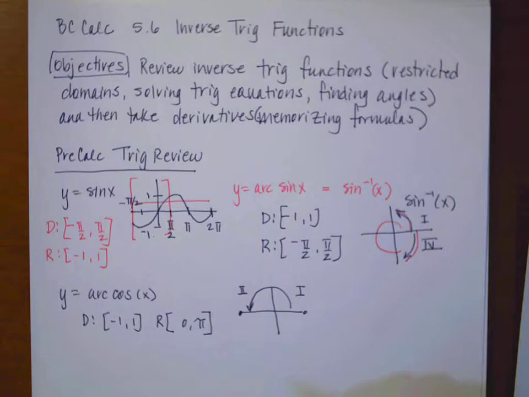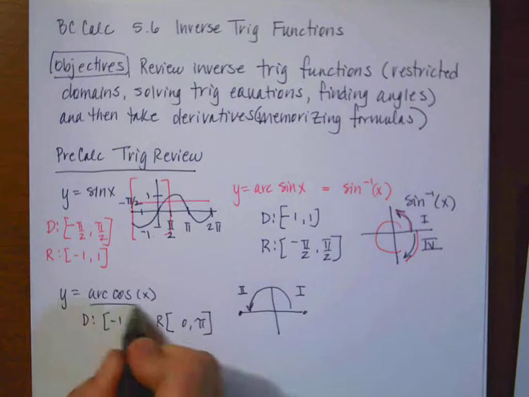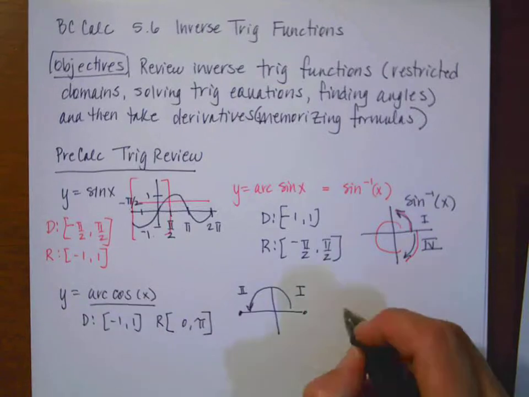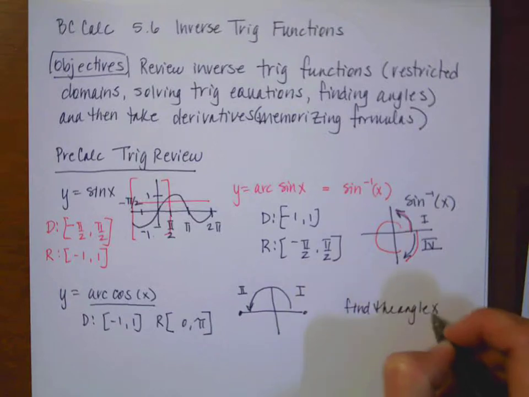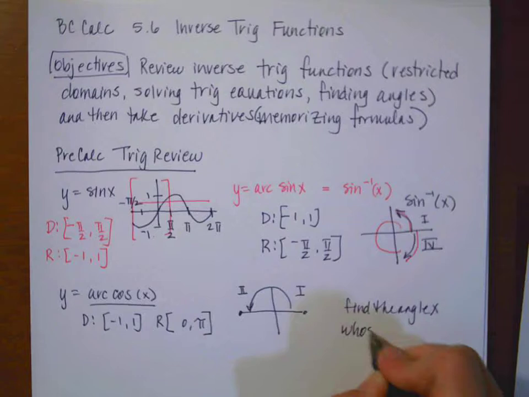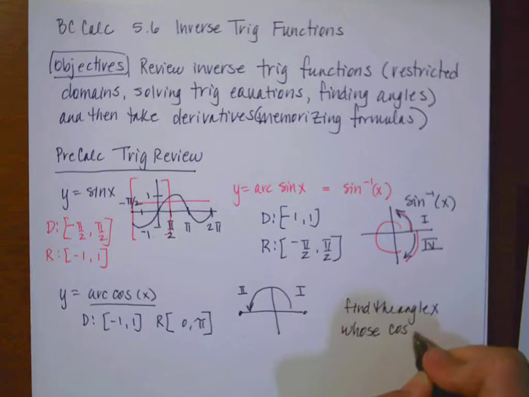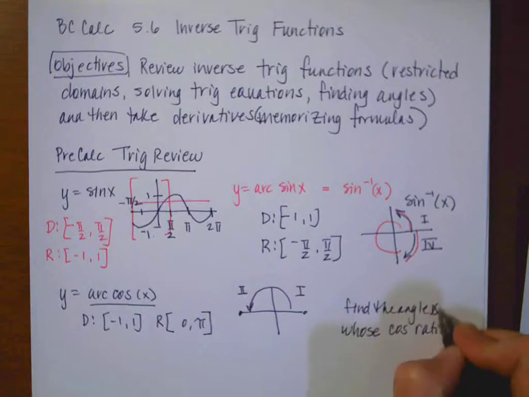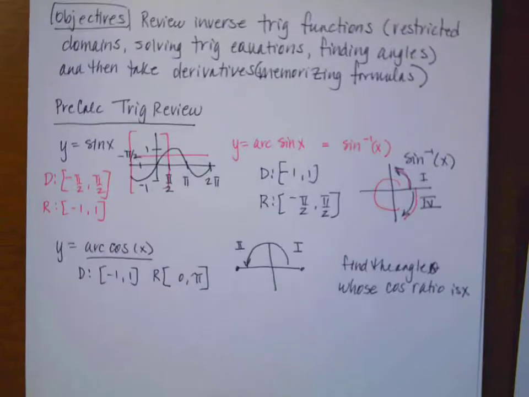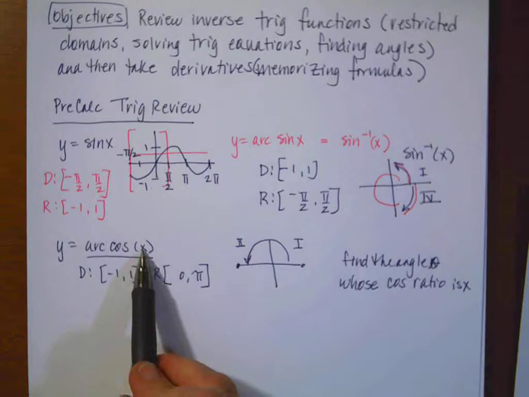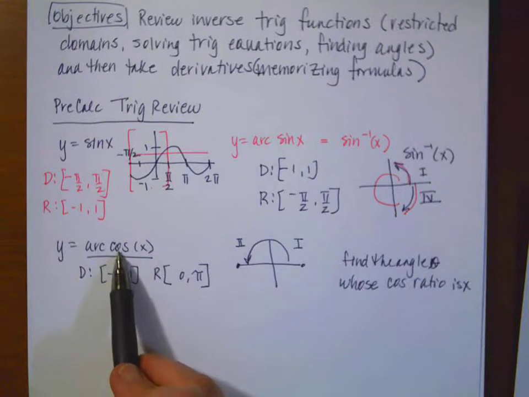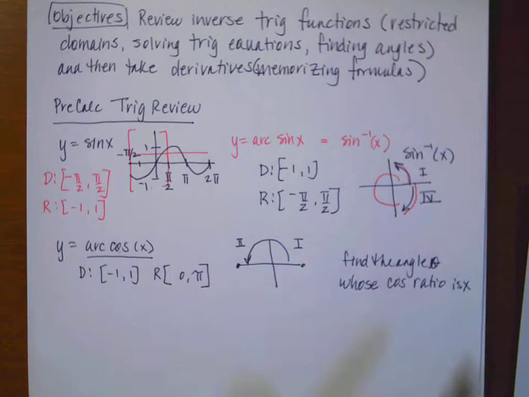And also remember, just as a reminder, if I am seeing this, that says in words, find the angle theta whose cosine ratio is x. Okay, so that means that in this particular case, you're going to be given the ratio, and you're going to try to find the angle that has that same cosine ratio.